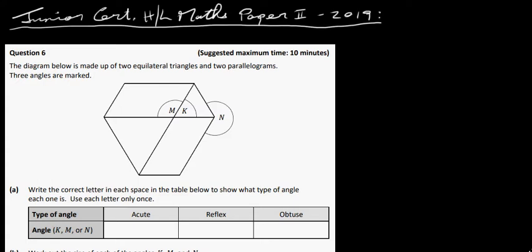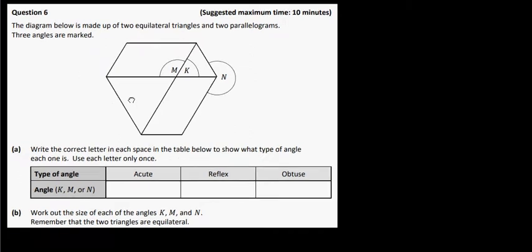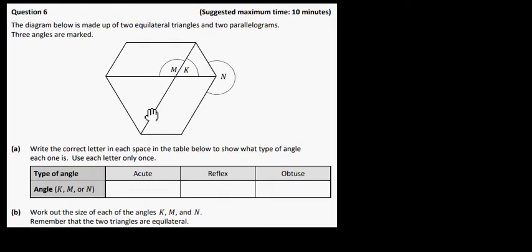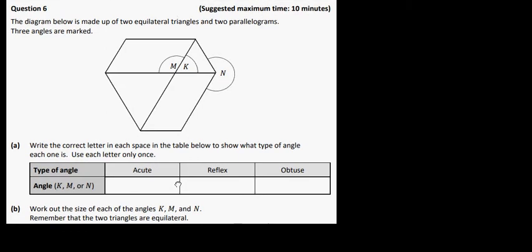Okay, so let's have a look at the Junior Certificate Higher Level Maths Paper 2 for 2019, question 6. So we have a diagram here, and it's made up of two equilateral triangles, this triangle here and this one here, and two parallelograms, this one and this one here. Three angles are marked, M, K and N. Write the correct letter in each space in the table below to show what type of angle each one is. Use each letter only once.